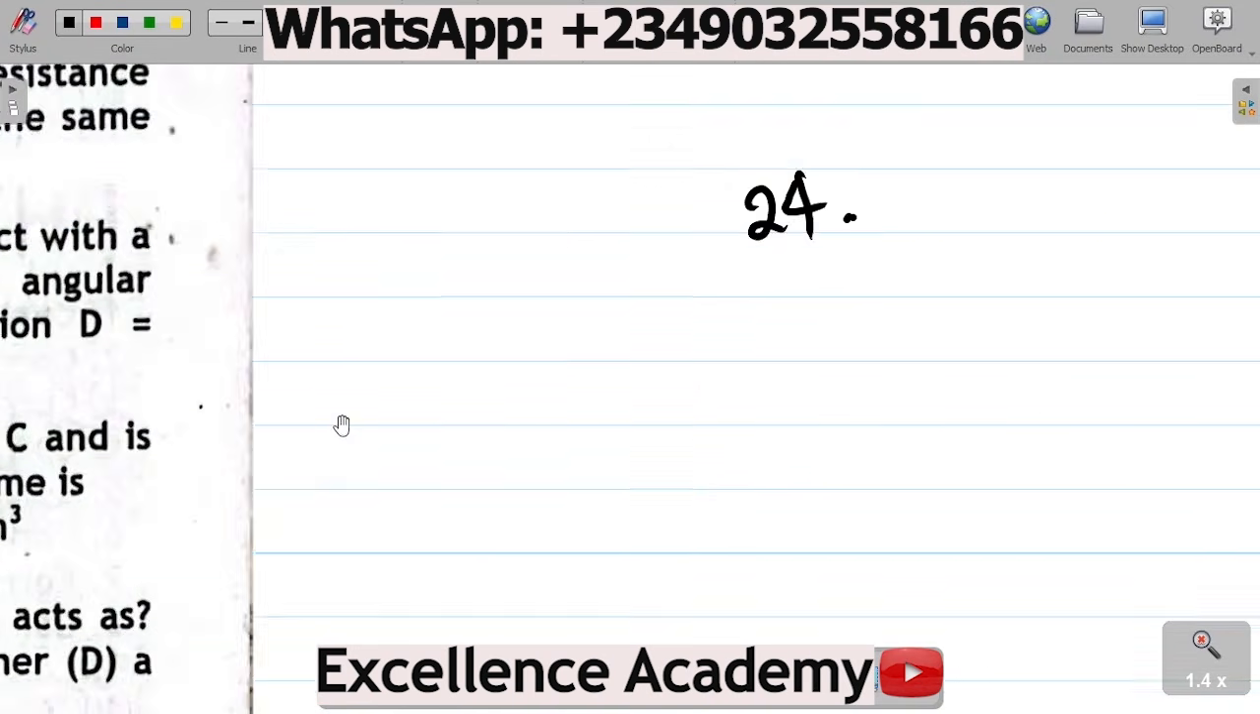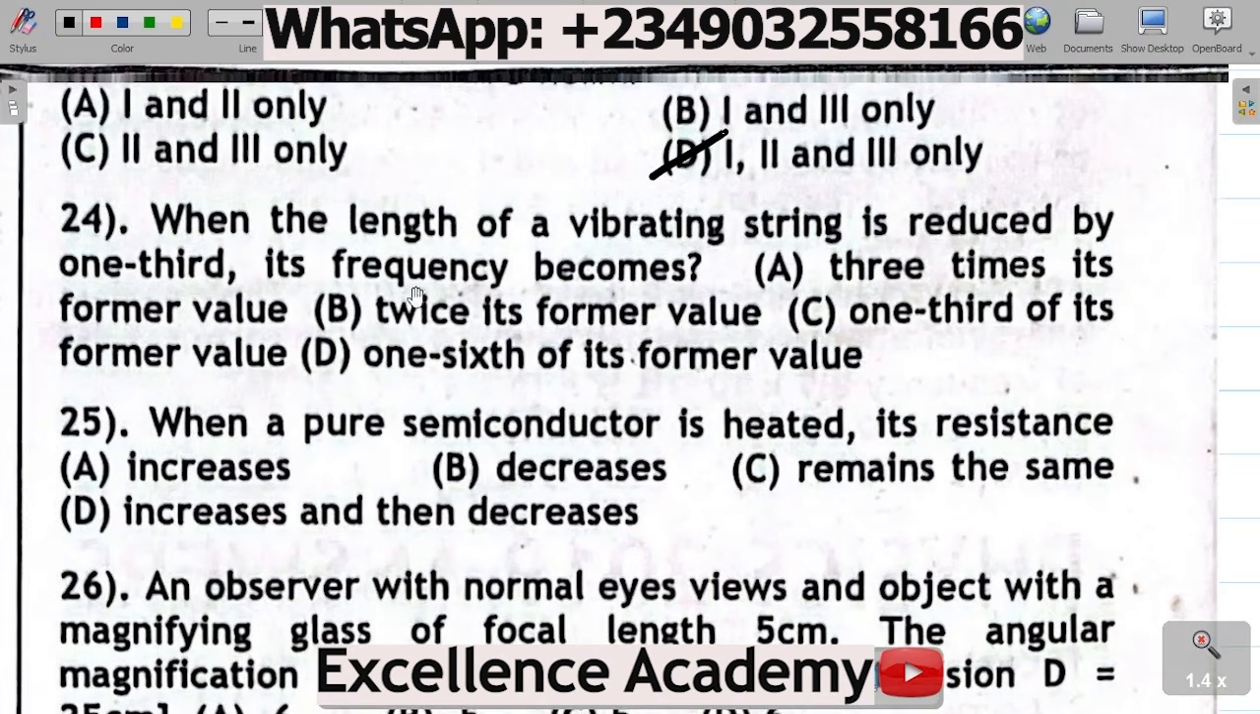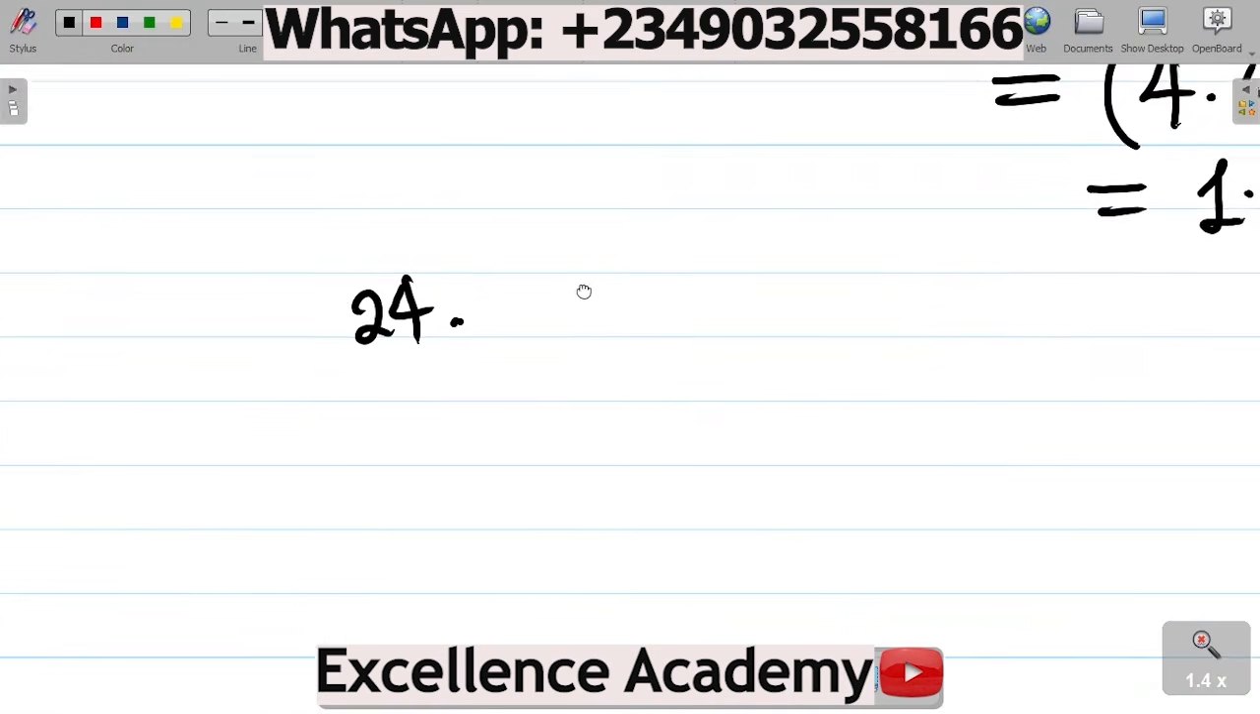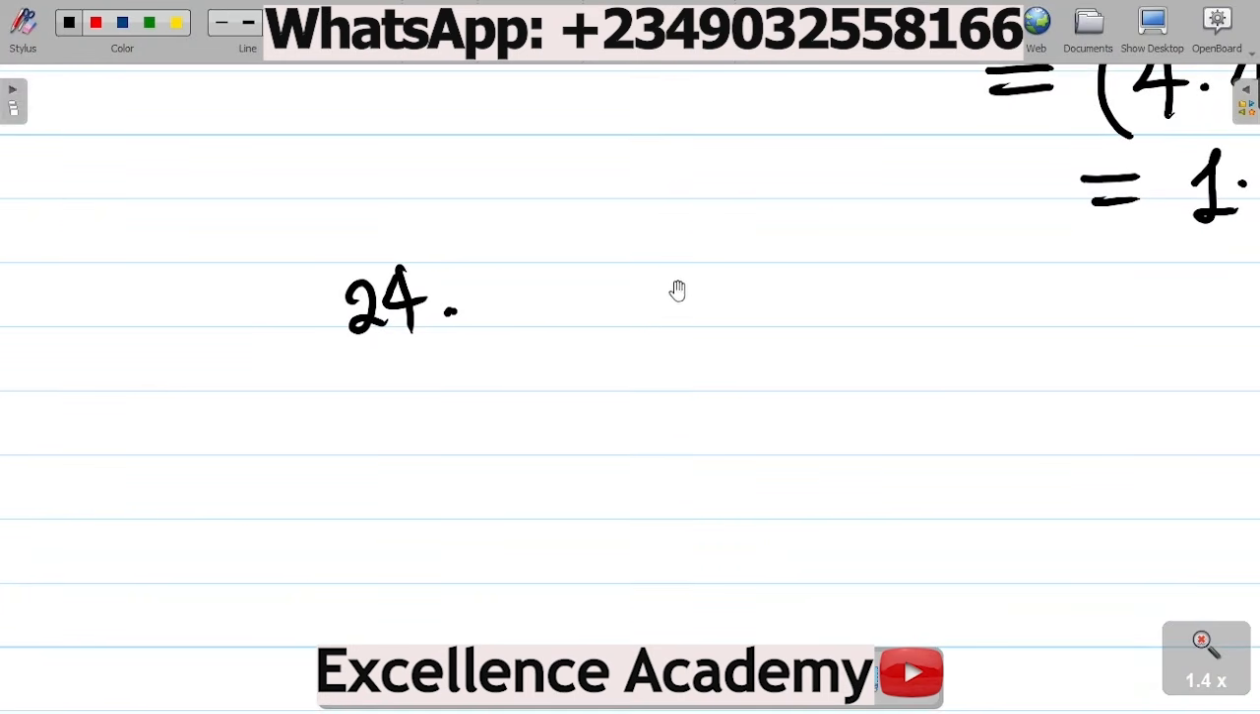For question number 24, the first thing you want to note here is that they talked about the length of a vibrating string and the frequency. You want to take note that the relationship between frequency and length is that the frequency of a vibrating string is inversely proportional to its length. All right, this is key in solving this question.